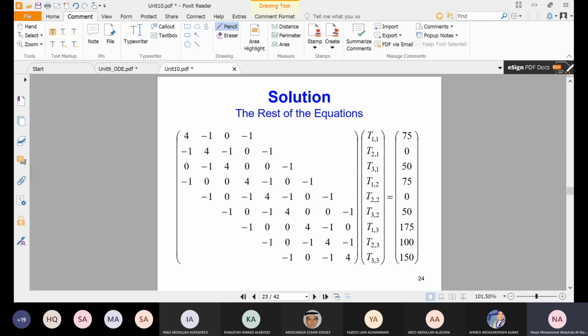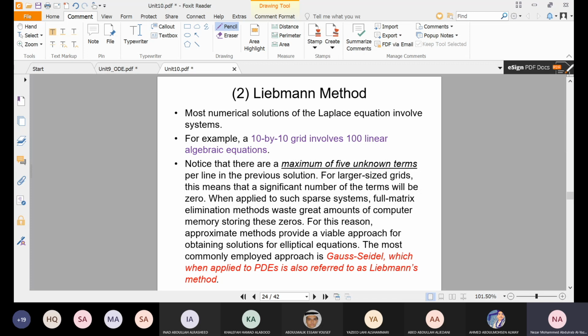So for this type of question with small grids, this works well, I think, for a student, and it can be computed faster. But if we increase the number of equations or points inside the grid, it will be more difficult. To avoid this, there are several methods available. One of these methods is called the Liebmann method, and this is one of the most common numerical solutions for Laplace equations.